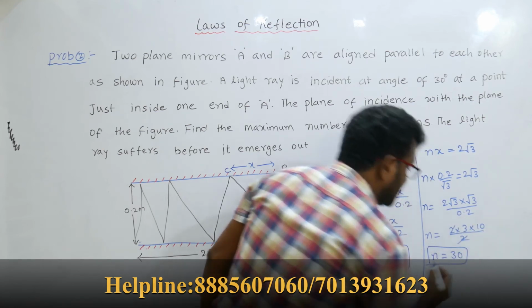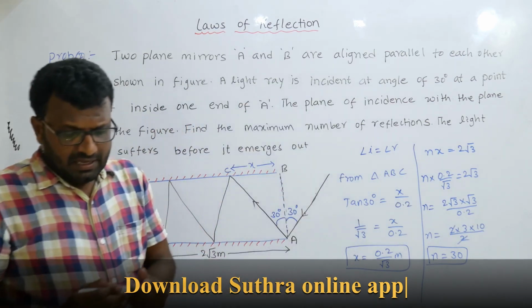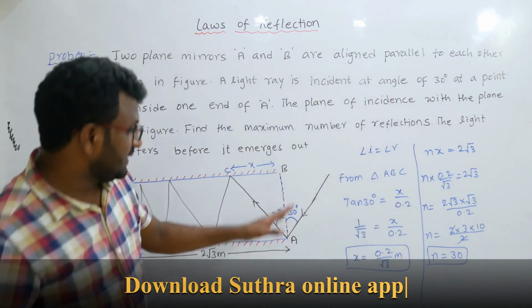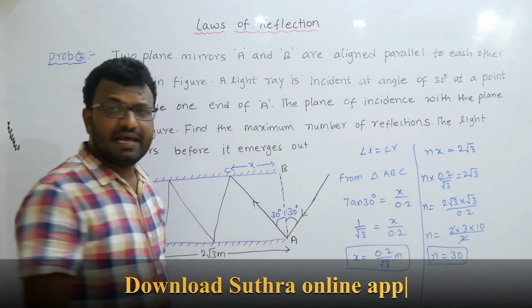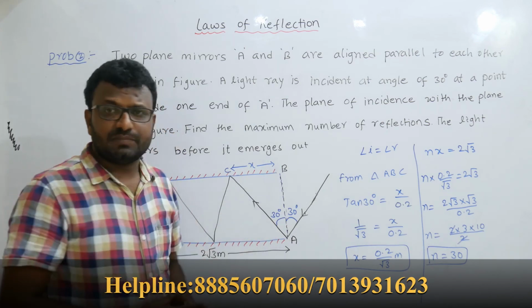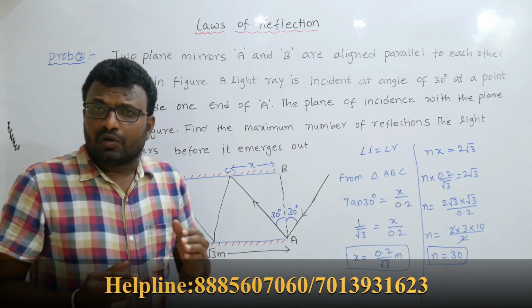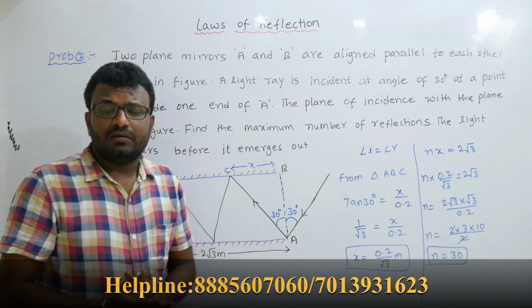So how many reflections take place now? When the ray is incident at the point on the first mirror, the ray will take 30 reflections.